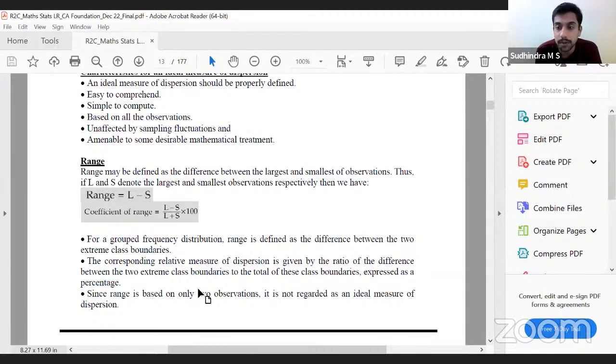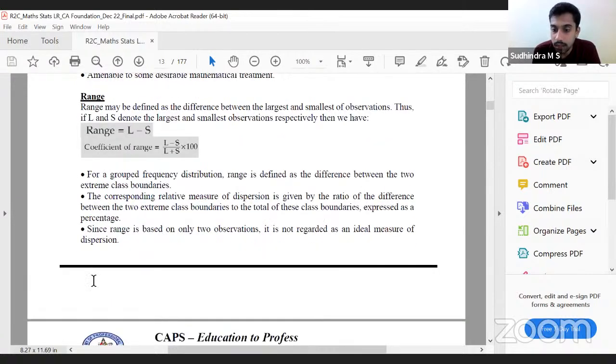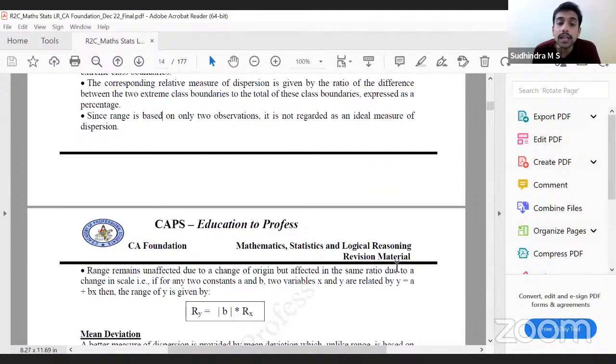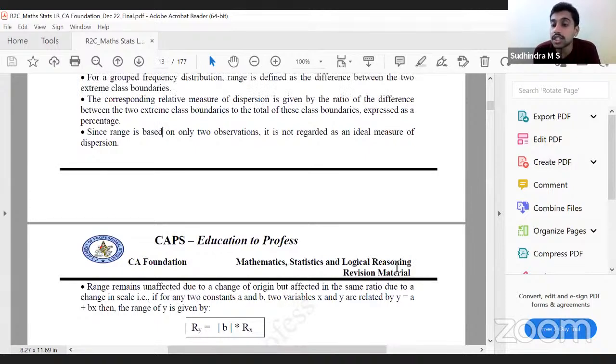Since range is based only on 2 observations, it is not regarded as an ideal measure of dispersion. That is range. Property with regard to change of origin and change of scale. In case of measures of central tendency, all measures of central tendencies were getting affected by both change of origin and change of scale. In case of dispersion, they will not get affected by change of origin, but will get affected by change of scale in the same proportion.